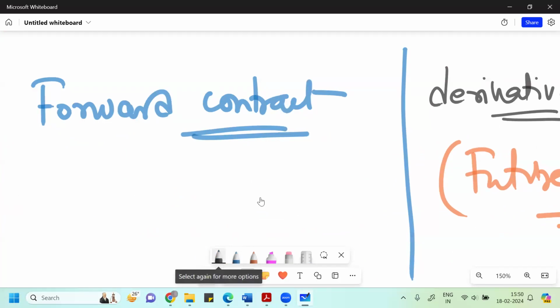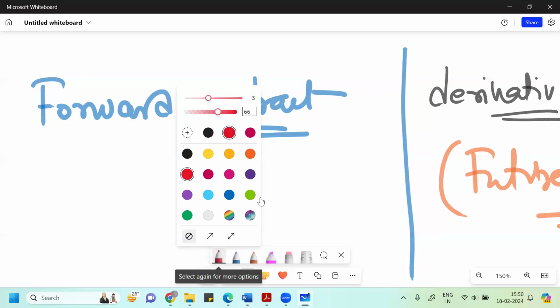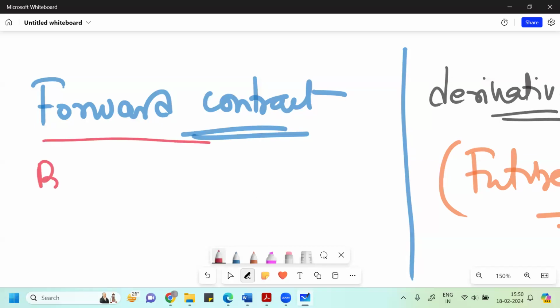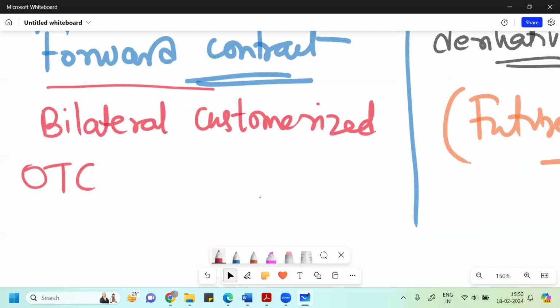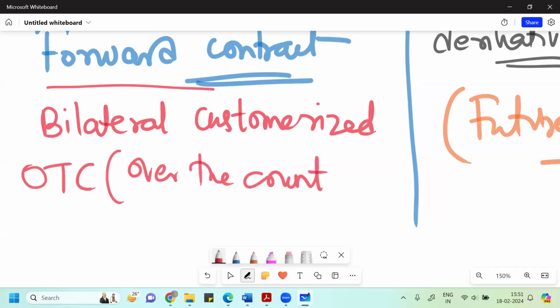When I talk about a forward contract, it is a bilateral, customized agreement between the long position holder and the short position holder, where they decide the terms of the contract based on their mutual convenience. And forward contracts are always OTC-based instruments. OTC means over the counter. So forward contracts are basically over-the-counter, or OTC-based, derivative instruments.